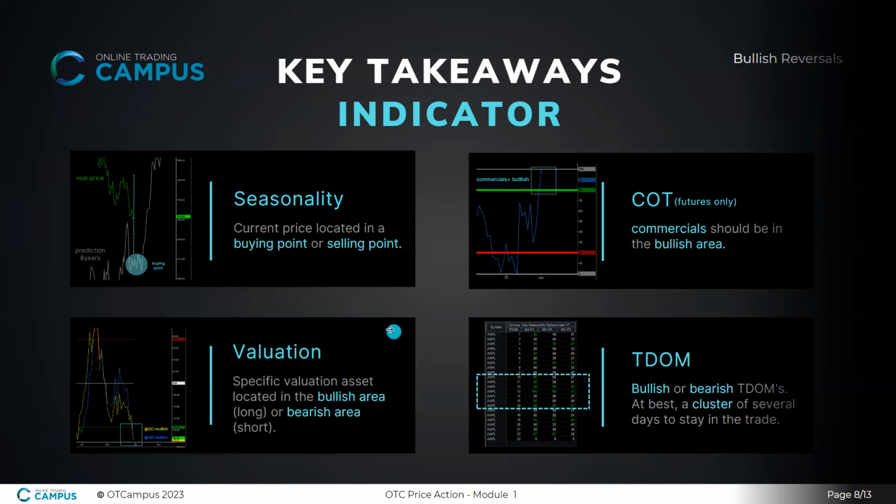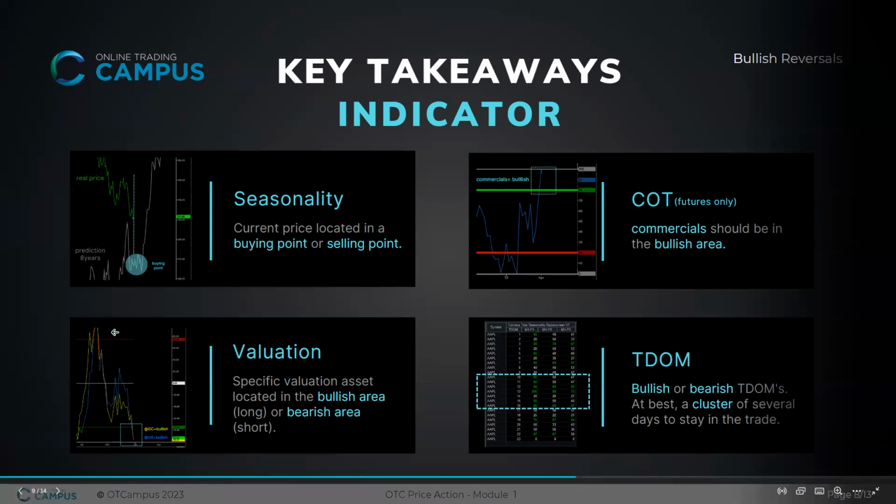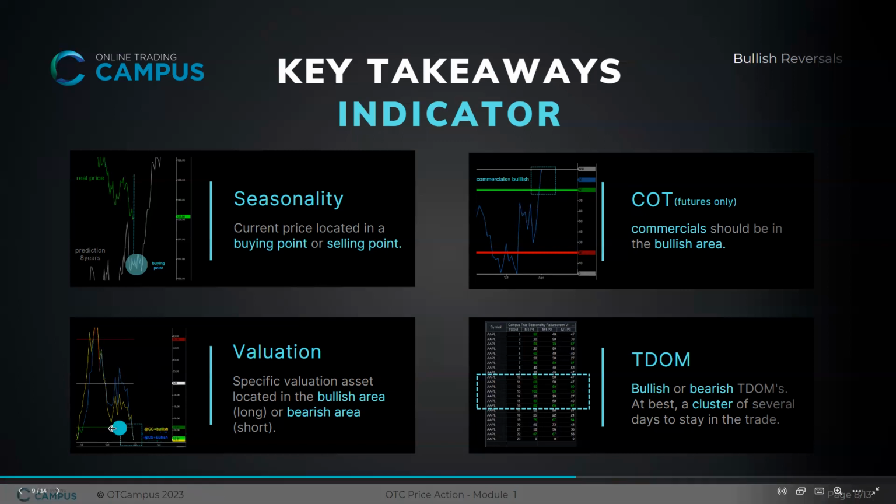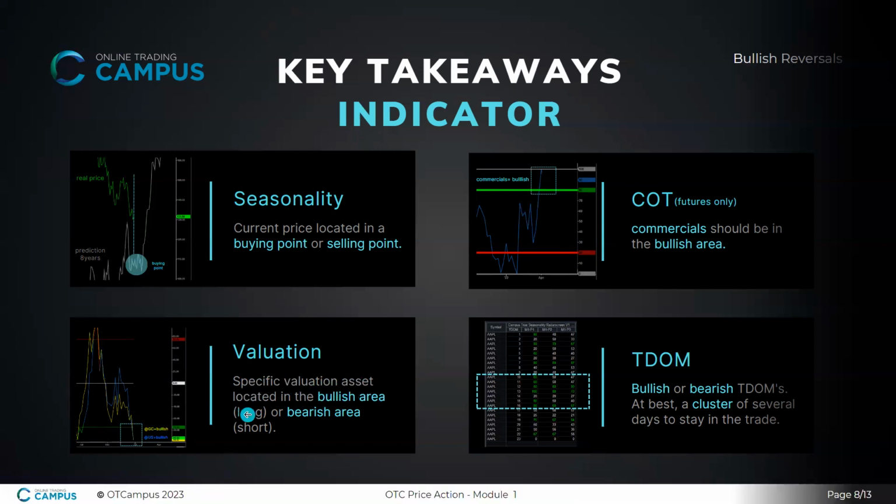That depends on backtesting, guys, right? Check what makes sense. Check the last 10 significant extremes, right? If you're in a buying or selling point, which one is the best? And then use it. This is never right or wrong, if you use gold or not as a valuation asset. But anyway, at the end of the day, we need this in the green area, in the bullish area. Specific valuation asset located in the bullish area for long, okay? That is for the indicators.